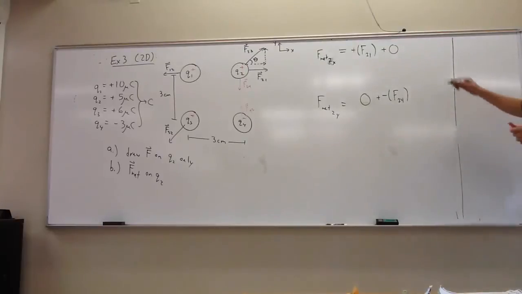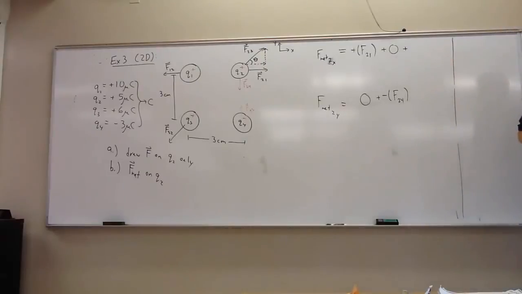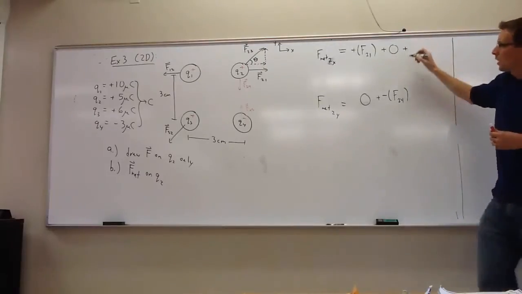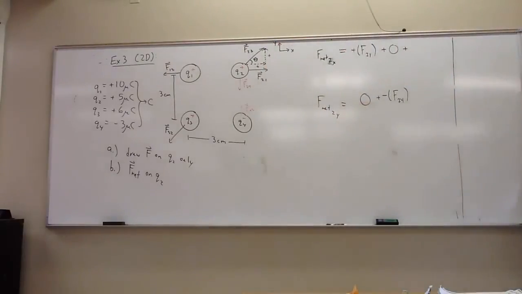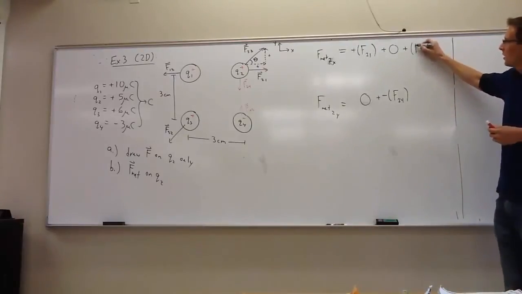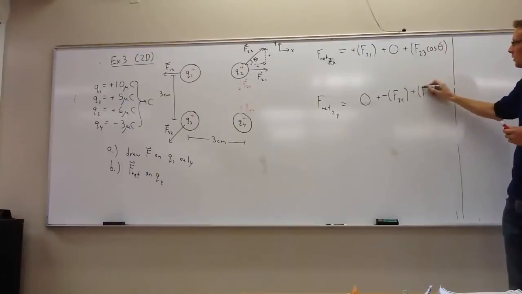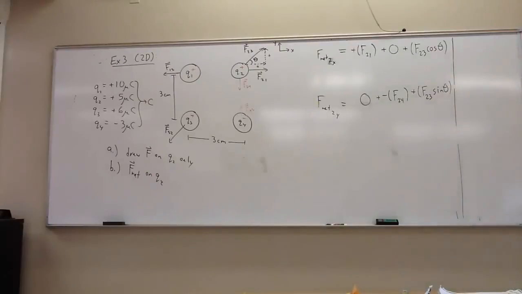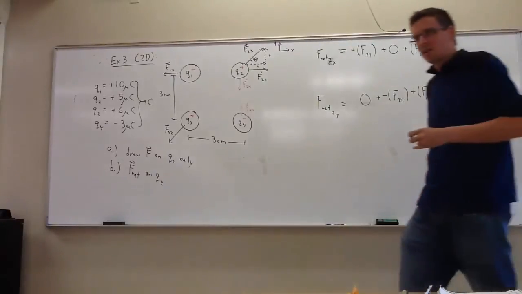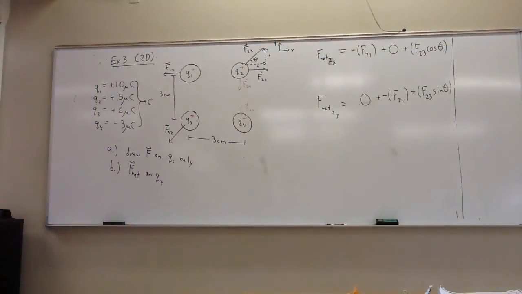And then, finally, we have F23, which has contributions to both, right? So this is plus as well. So it makes a contribution in the plus x direction and the plus y direction as well. And hopefully you remember how to do SOHCAHTOA. It goes like this, right? Just because I only have 5 minutes left, I want to get through this example. If you don't know how I got those, let's talk about it.